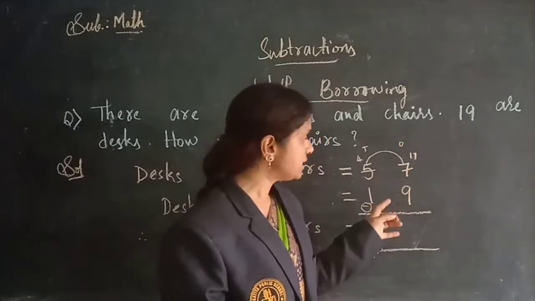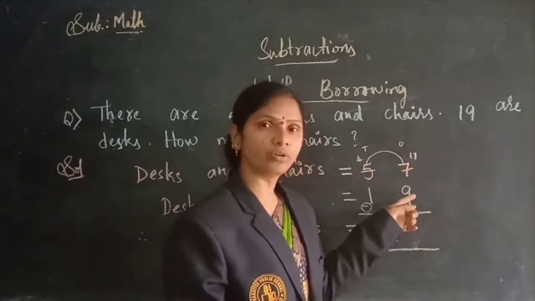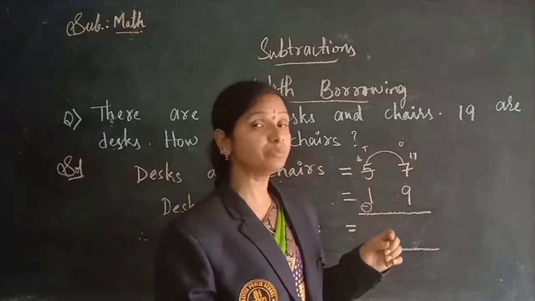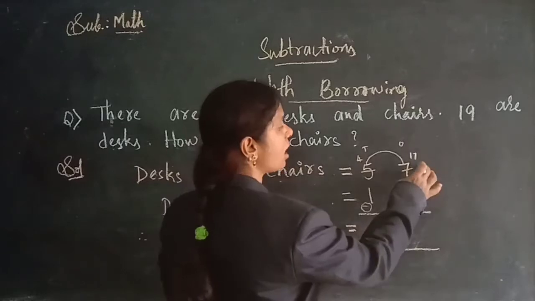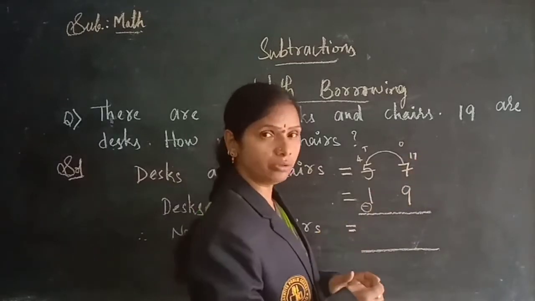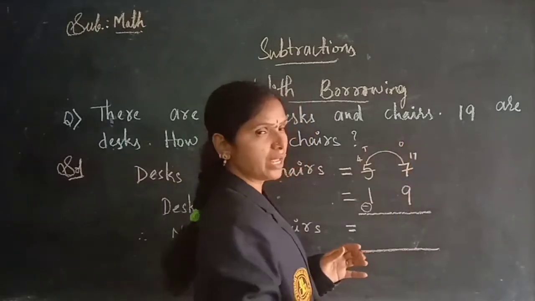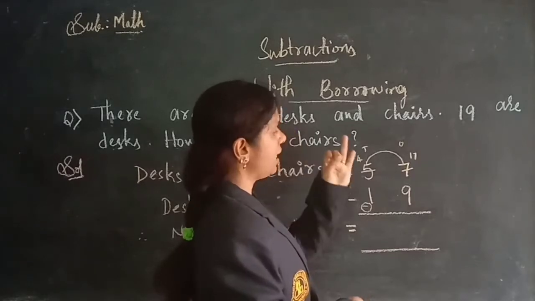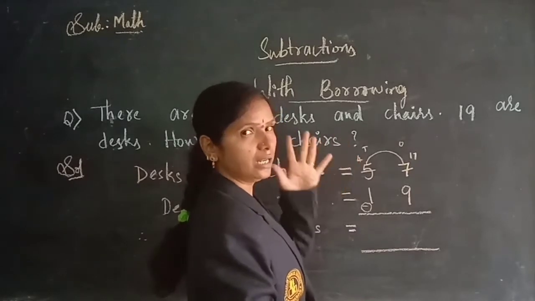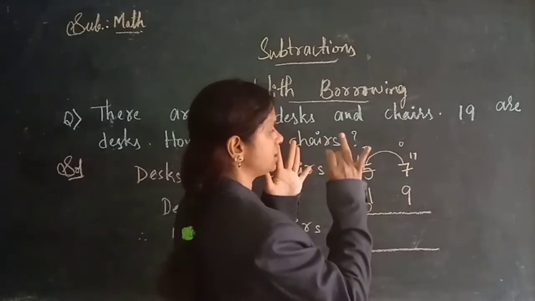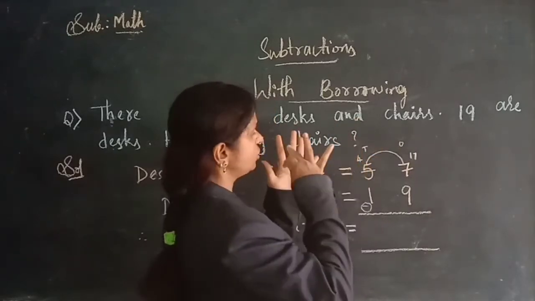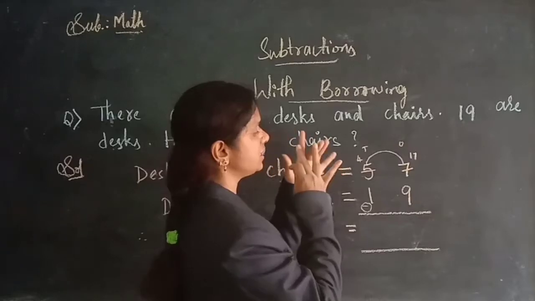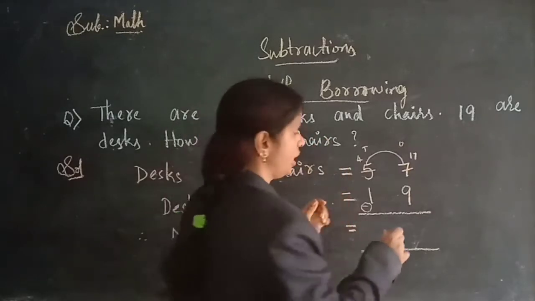Or else I can move from 9 to 17 also. It is better to move from 9 to 17, children. So from 9 you need to count until you get 17. 9, after that 10, 11, 12, 13, 14, 15, 16, 17. So how many are there? 1, 2, 3, 4, 5, 6, 7, 8. We have 8 here.